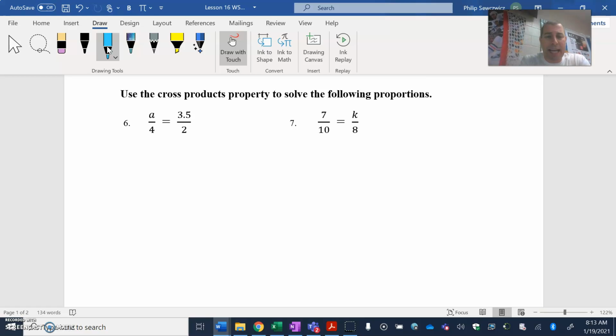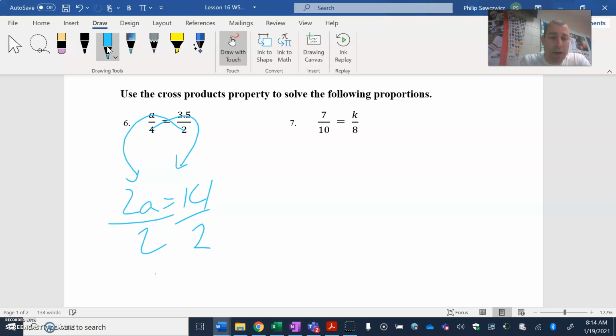What cross product says is that we can multiply the numerator and the denominator, and make an equation out of this. 2 times A is 2A. 4 times 3.5. Again, if we're going to be using a calculator, no big deal. But that is going to give you 14. Now we just have a one-step equation to solve. Let's divide both sides by 2. Look who just showed up. 7, just like we talked about.